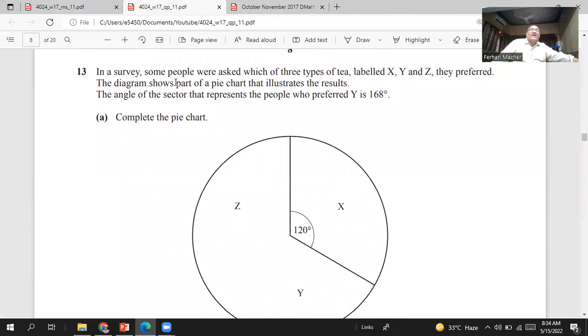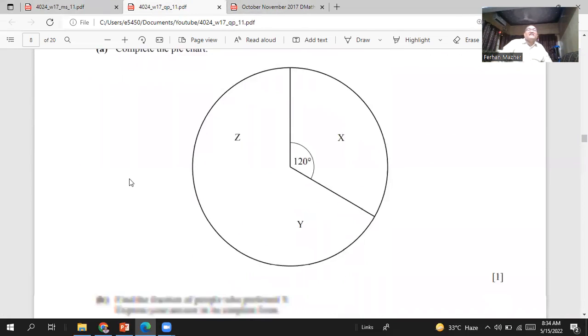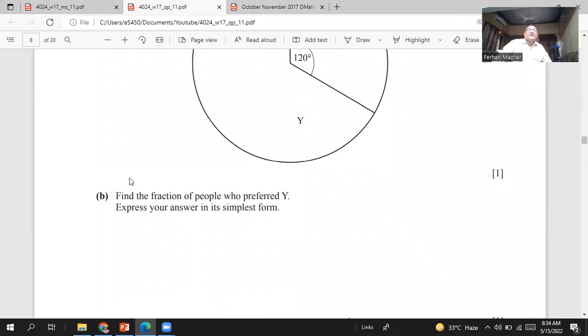Okay. So we are going to the next question. The next question is question number 13. He says, in a survey, some people were asked which of 3 types of tea labeled X, Y, and Z they preferred. The diagram shows part of the pie chart that illustrates the results. The angle of the sector that represents the people who preferred Y is 168. Complete the pie chart. So for the Y, the angle is 168, and we have to complete the pie chart.